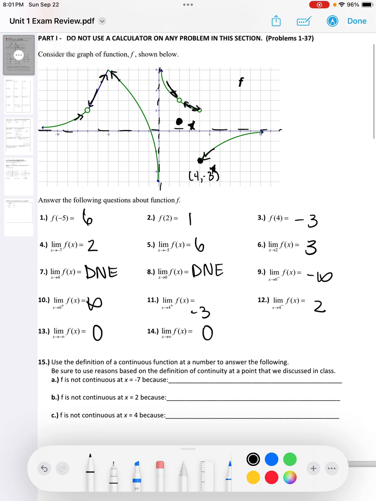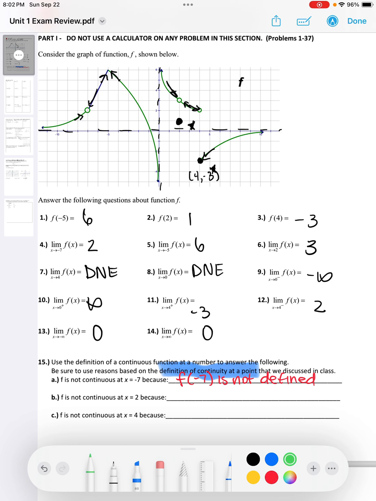All right, use the definition of a continuous function at a number to answer the following. So using the definition of continuity at a point that we discussed in class is using that calc-based language. So the first one, -7, doesn't exist because f of -7 is not defined. There's no filled in hole in that graph.